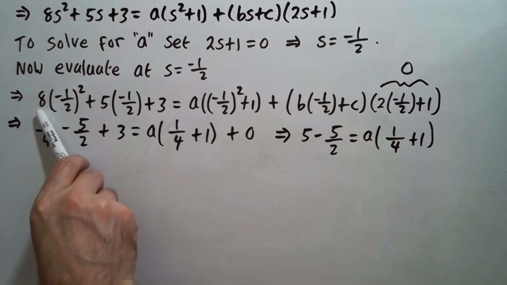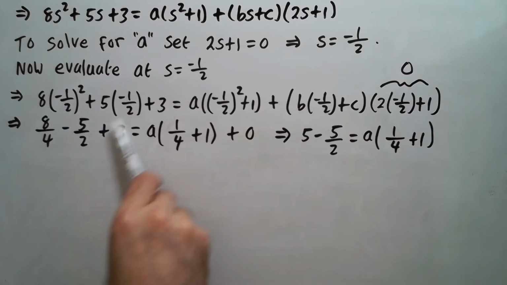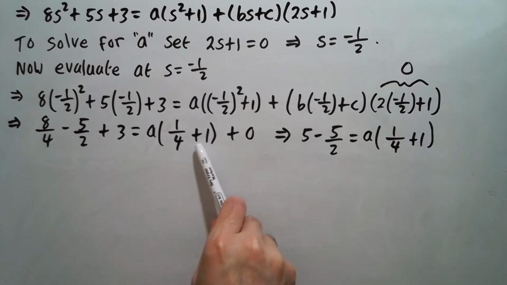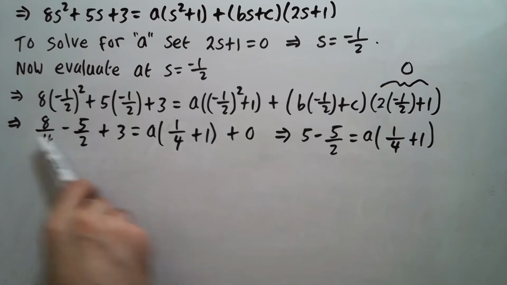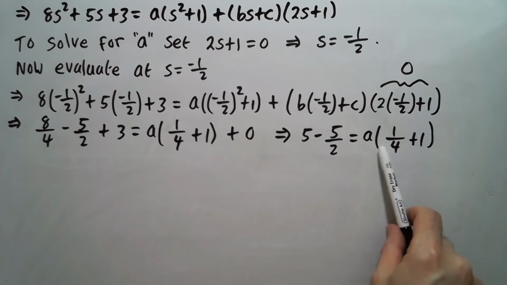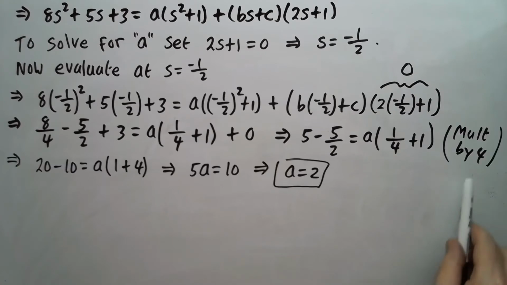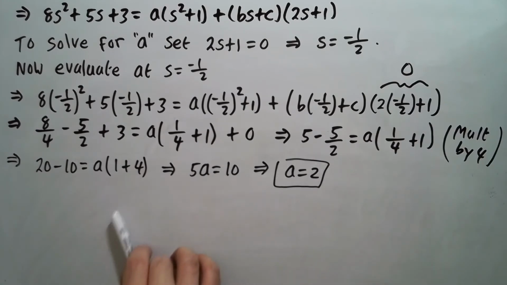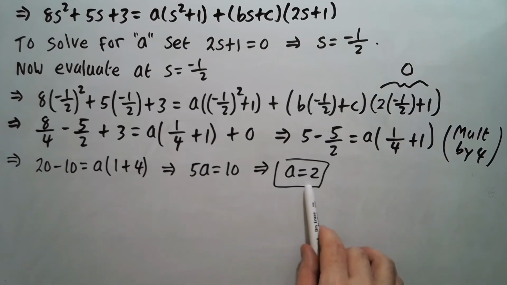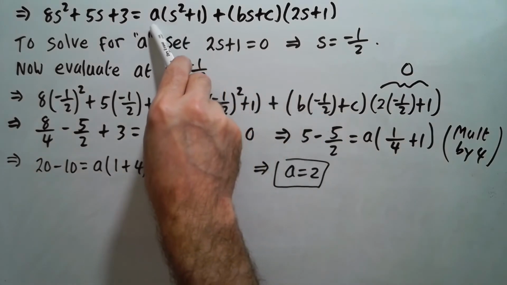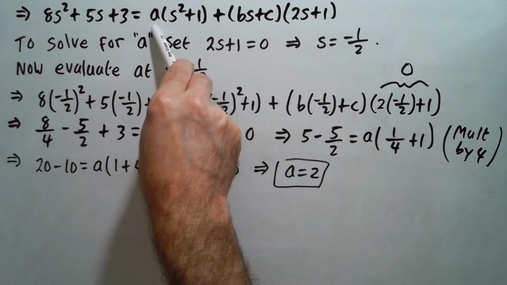Simplifying, this would be 8/4 - 5/2 + 3 = A(1/4 + 1). You can combine the numbers and it'll be 5 - 5/2 = A(1/4 + 1). Let's multiply both sides by 4 to clear the fractions. 4 times 5 would be 20, 4 times 5/2 would be 10, 4 times 1/4 would be 1, 4 times 1 is 4, so you'll have 5A = 10, so A is 2.